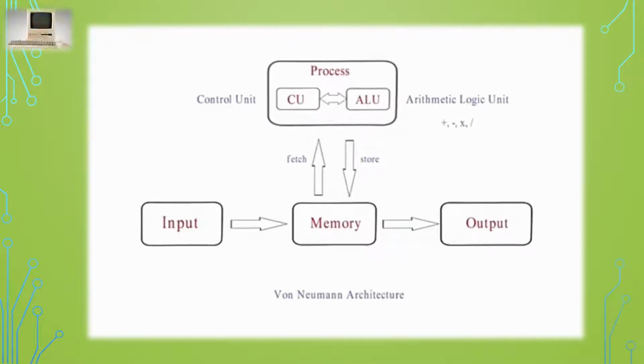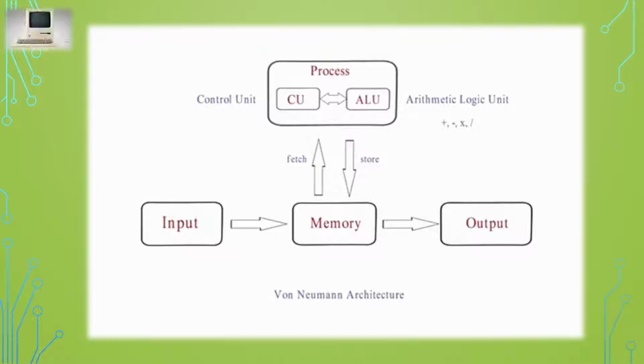Let's see the architecture. Input comes in and is stored in the memory. The input becomes a command and is ready to process. The processor fetches the command from the memory. There are two parts in the processor. The first one is the control unit and the second one is the arithmetic logic unit.